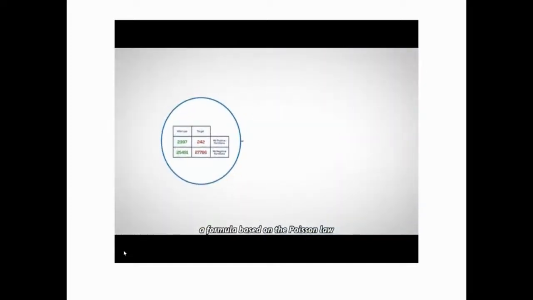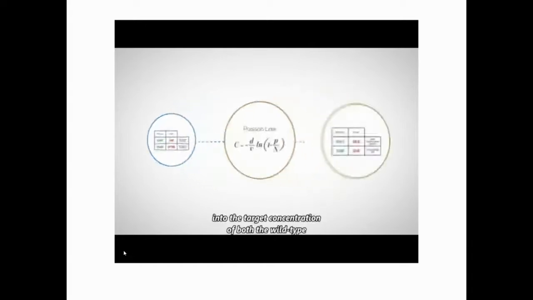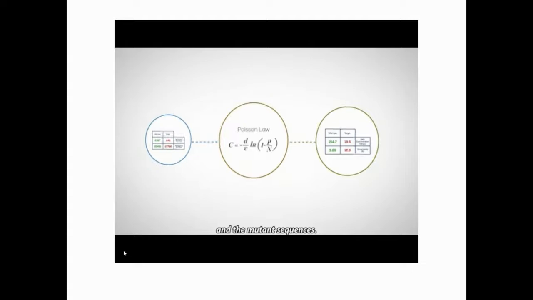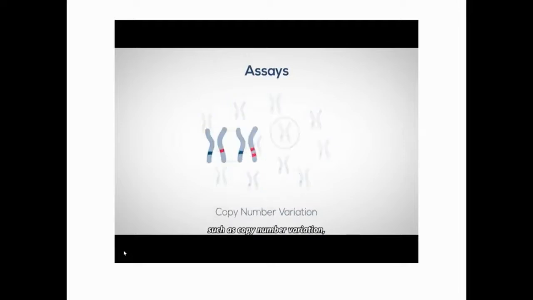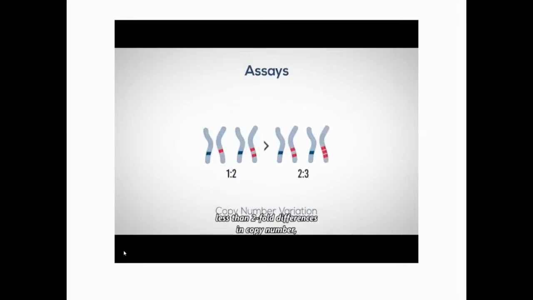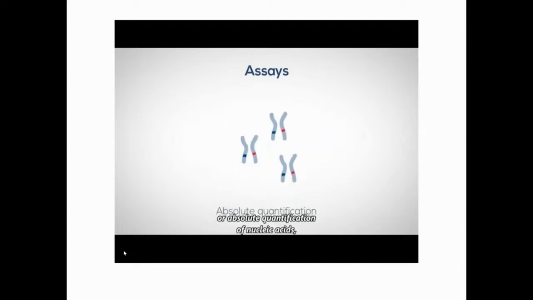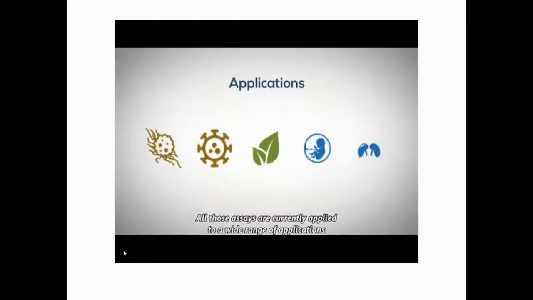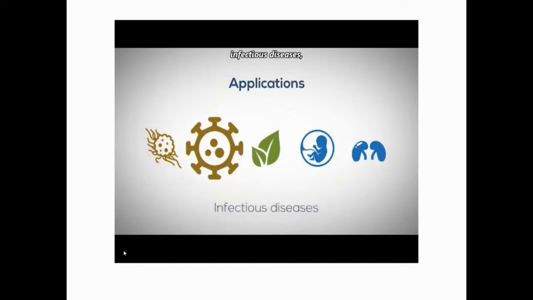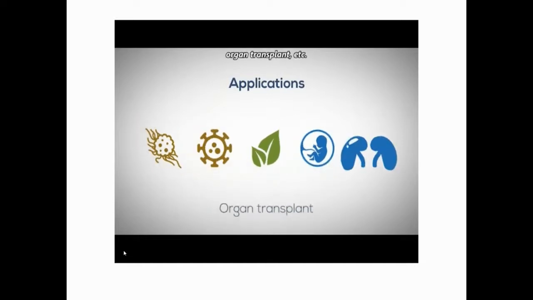Rigorously, a formula based on the Poisson law converts the counted negative and positive partitions into the target concentration of both the wild type and the mutant sequences. Digital PCR is a powerful tool for the detection of rare events, but can also benefit other assays, such as copy number variation, by being able to precisely measure less than two-fold differences in copy number, or absolute quantification of nucleic acids, since this technique does not have to rely on comparison with pre-calibrated standards. Digital PCR is also a great tool for genotyping single cells. All those assays are currently applied to a wide range of applications, such as oncology, infectious diseases, environmental testing, prenatal diagnosis, organ transplants, etc.